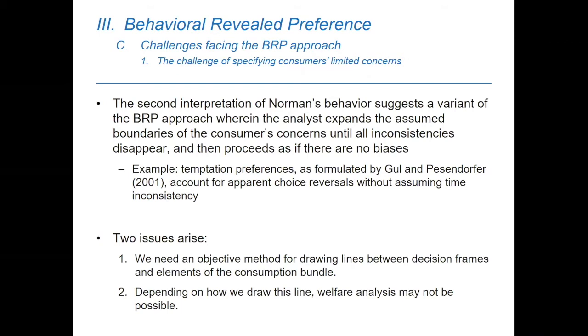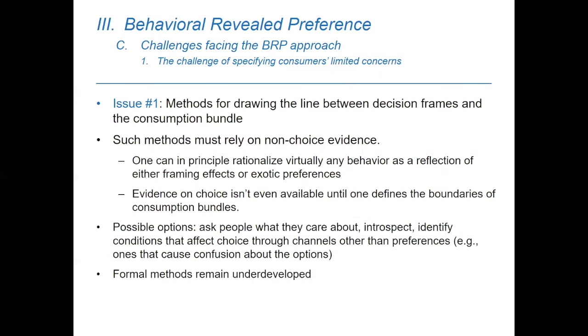And then second, depending on how we draw this line, it turns out that welfare analysis may not be possible, at least with choice data. So let's take a closer look at each one of those issues. So let's turn to issue number one. We would like to have objective methods for drawing the line between decision frames and elements of the consumption bundle.